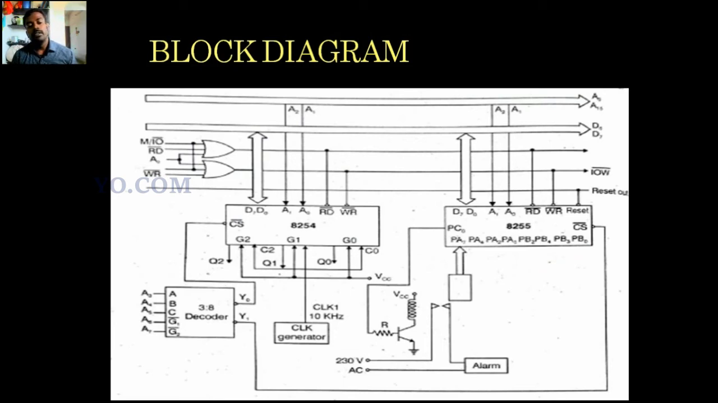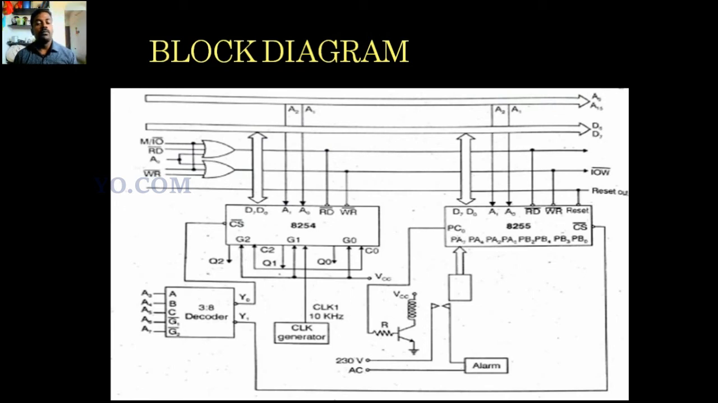Here we have an 8254, that is a time delay generator, and an 8255 programmable peripheral interface controller. These two ICs are used along with the 8086 microprocessor. They are connected with the address lines, data lines, and control signals of the 8086. The decoder is also used to enable the 8254 and 8255 by using chip select lines. Then the 8255 output, port C, is connected with the relay. The relay is used to control the alarm.